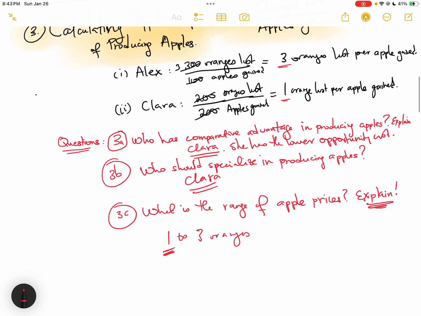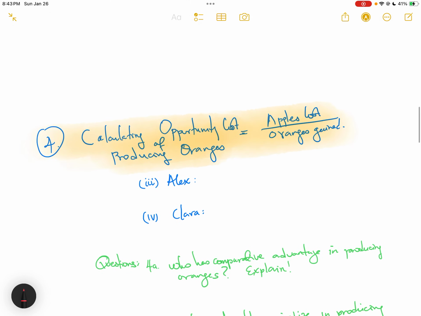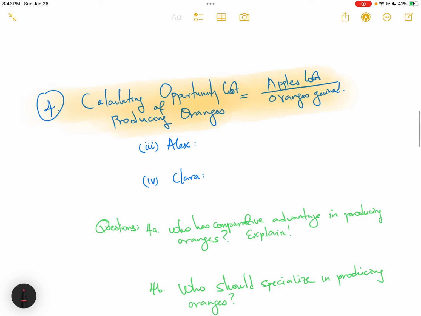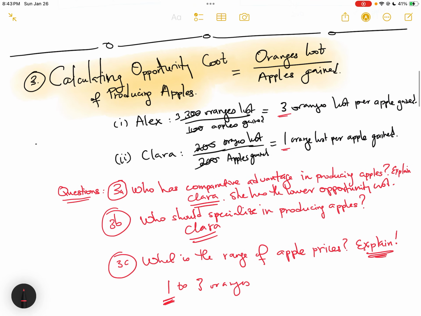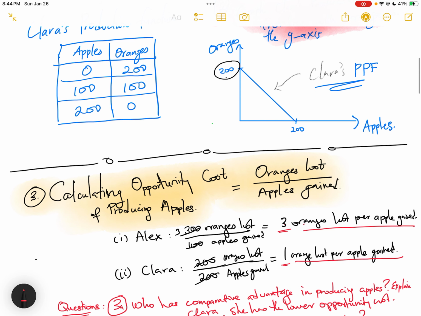Okay. Let's move on to calculate the opportunity cost of producing oranges. We still have our numbers from before, right? So one nice trick for the opportunity cost is you invert the value and invert the unit. This here is the unit, right? Oranges lost per apple gained, that's the unit. And this 3 here is the value. So you take the inverse of it. Okay, maybe you don't believe me, and that's okay.